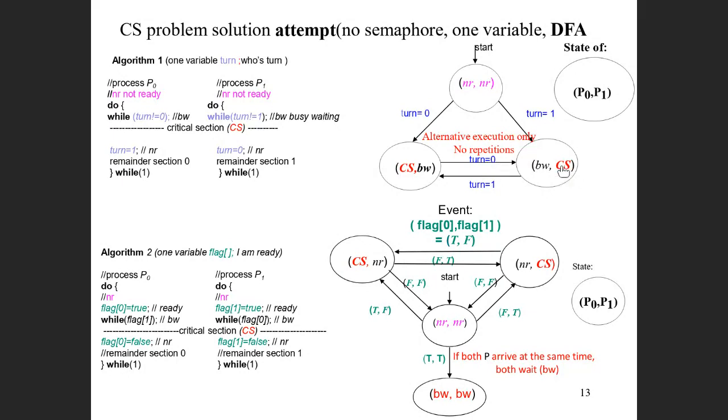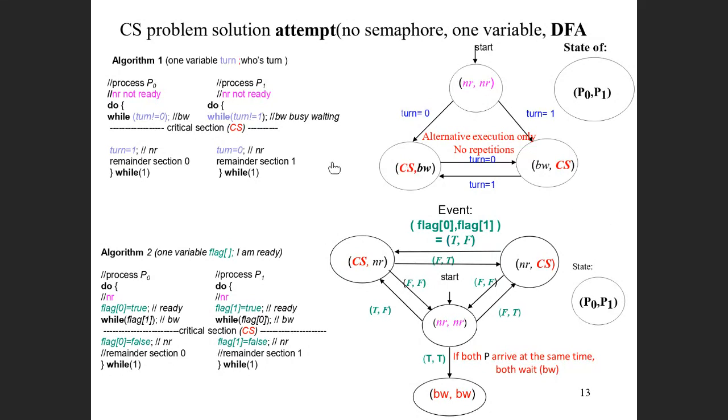If the process P1 is being executed now, the only arrow which leaves this state is the arrow with turn equals 1. So as you see, the change of statuses, which means the only possibility that both processes are allowed to be in the critical section is when they are executed in alternation. P0, P1, P0, P1, and so on. And this is very clearly visible on this graph.